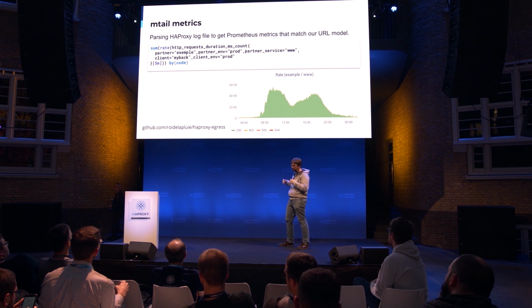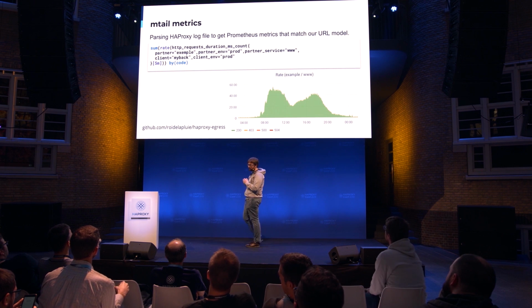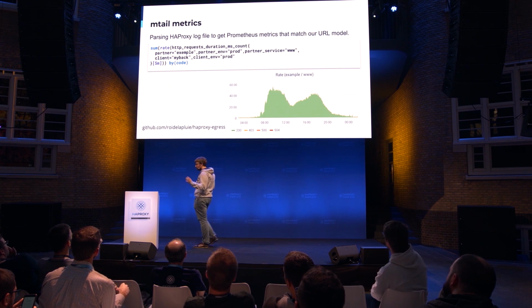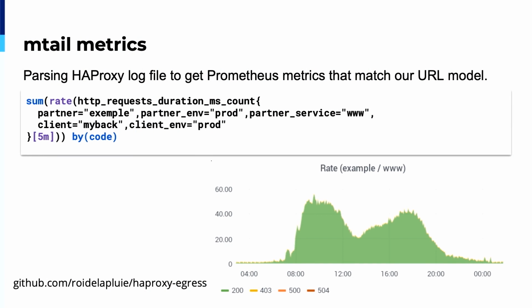I have put on my GitHub page an example of an mtail program. mtail is a small program in Go made by Google that just parses log files and makes Prometheus metrics. This is very tied to our usage, and it's very flexible, so you can do a lot with that.